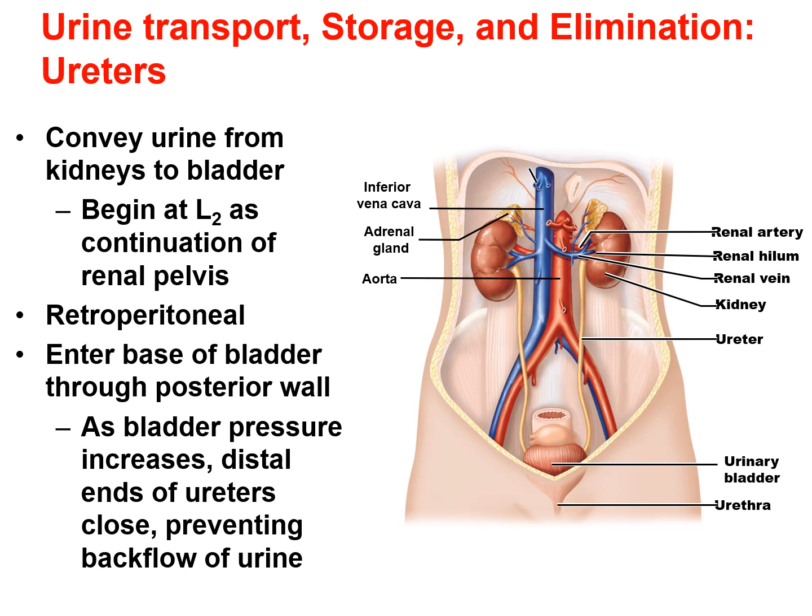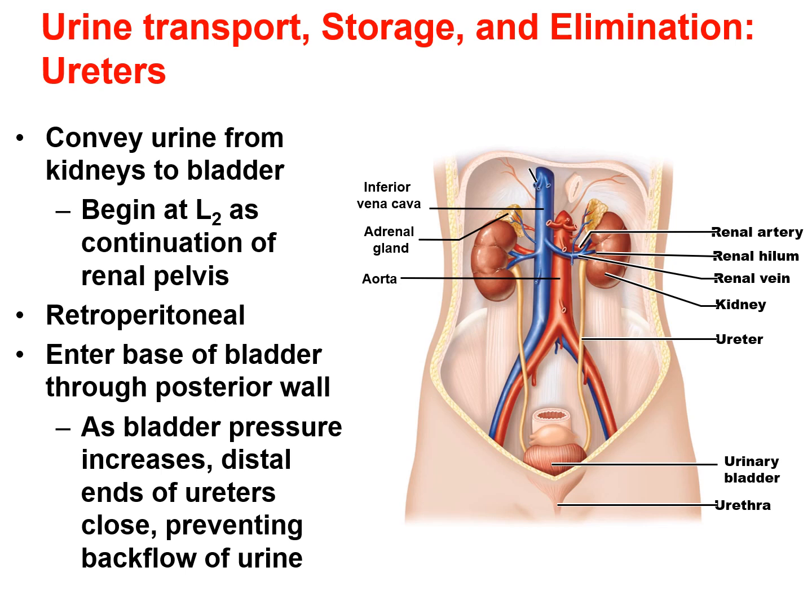These are going to start at about the level of L2, and it is a thin, narrow tube that is a continuation of the renal pelvis. So remember, the renal pelvis is the funnel that is wider, and it will carry urine into the thin ureter itself. The ureters are also retroperitoneal, so they are found behind the peritoneum, just like the kidneys.